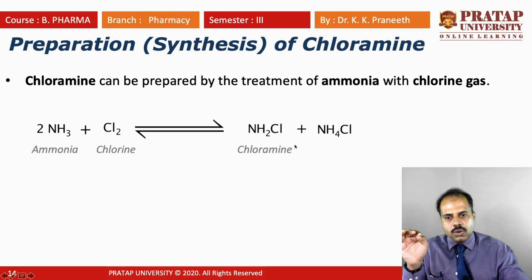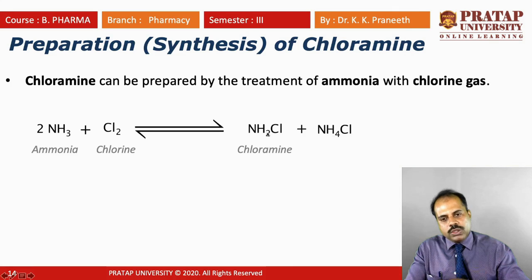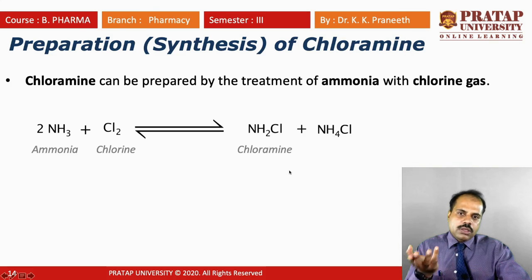Ammonia plus chlorine gives chloramine, and ammonium chloride is also formed. Ammonium chloride is solid and chloramine is a yellow liquid. So you can easily separate them and use the chloramine for disinfecting water and swimming pools.